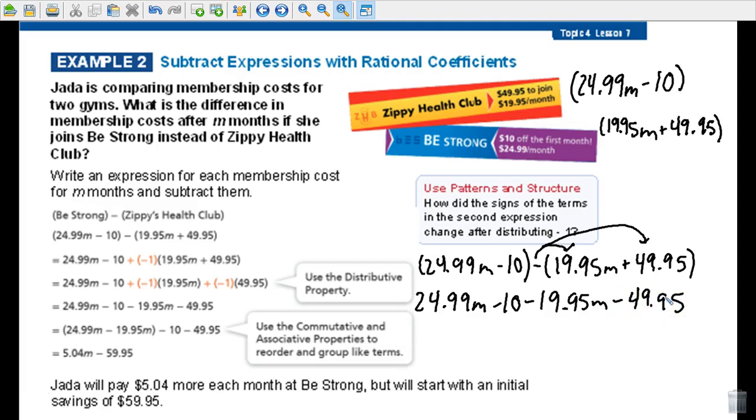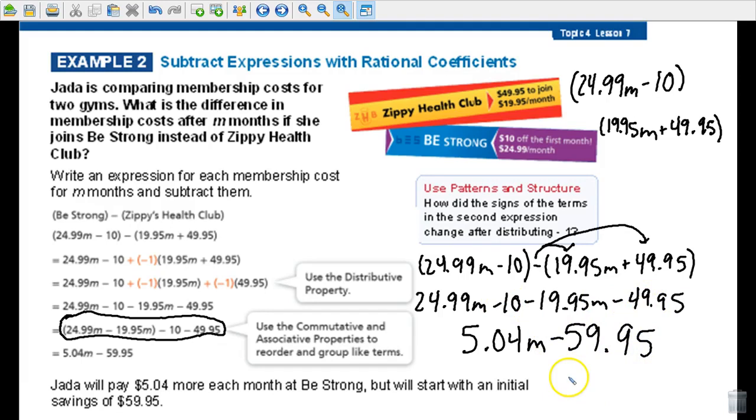Breaking out my calculator, I do 24.99 M minus 19.95 M. Right here in the book, they separate them and put the like terms next to each other. You don't have to. You can just do this on the calculator. So I subtract them and get 5.04 M, and then negative 10 minus 49.95, I get minus 59.95. I do not have any more like terms. I cannot do anything else. This is completed. So Jada will pay $5.04 more each month at Be Strong, but will start with an initial savings of $59.95.